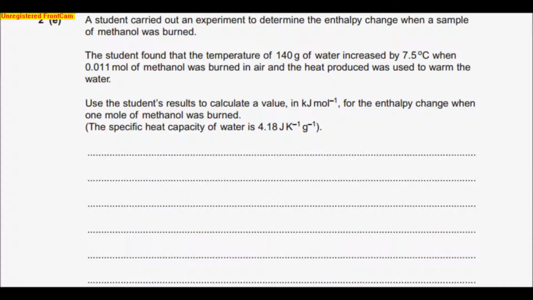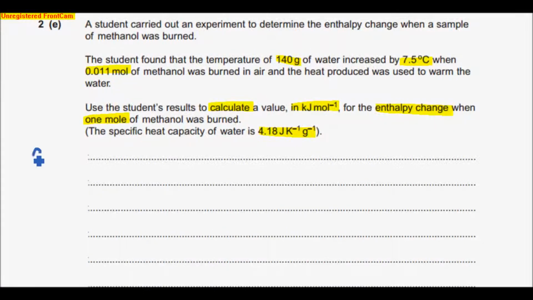Okay, so the examination question states that a student carried out an experiment to determine the enthalpy change when a sample of methanol was burned. The student found the temperature of 140 grams of water increased by 7.5 degrees Celsius when 0.011 moles of the methanol was burnt. Use the student's results to calculate the value in kilojoules per mole for the enthalpy change when 1 mole of methanol was burnt.